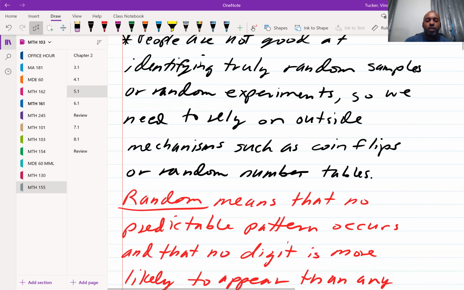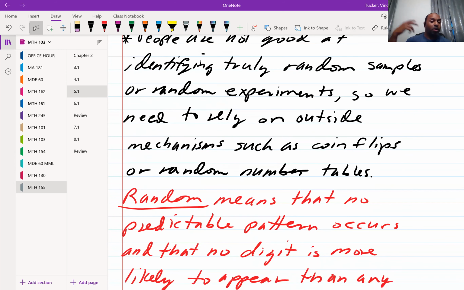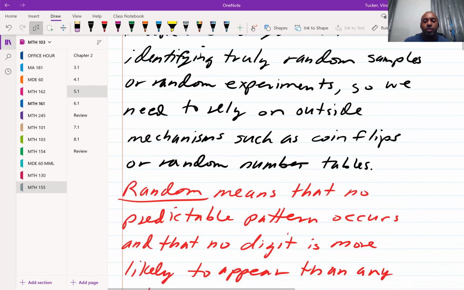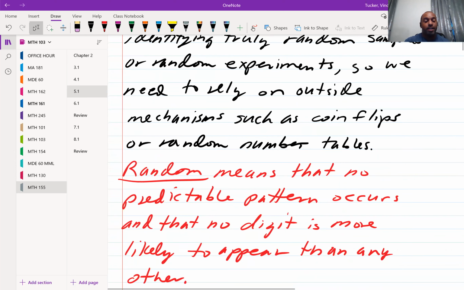So random means that no predictable pattern occurs. We're creatures of habit and we develop patterns. So no predictable pattern occurs and no digit is more likely to appear than any other. If I were to write down some random numbers, I know for a fact I would start writing down seven or eight because I like seven and eight. You develop a pattern the more you do something, just because you're human.